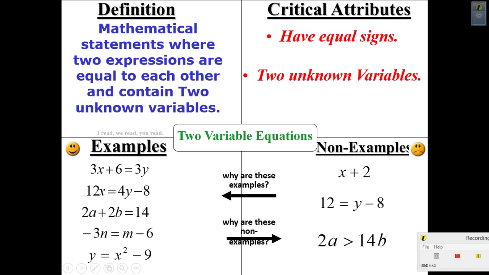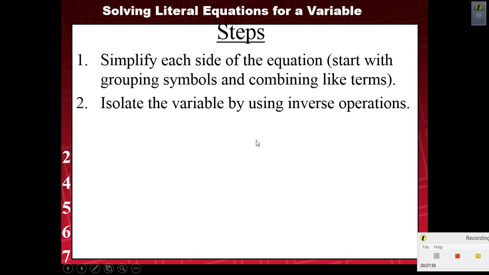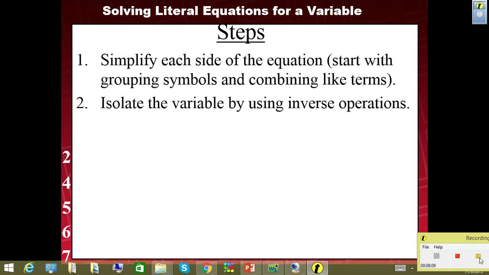So today we're going to use the first 2 steps, not the last 2. The first 2 steps are simplify each side of the equation, start with grouping symbols and combining like terms. Step 2, isolate the variable by using the inverse operations. Copy that, please. So the 2 steps that we're going to focus on today are simplifying and isolating. That's it. And you'll see why right after this.